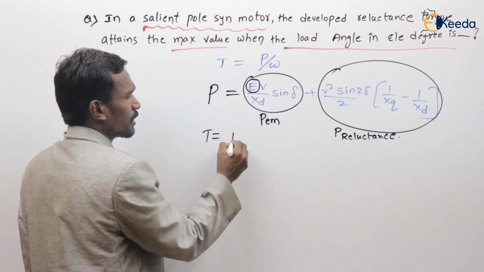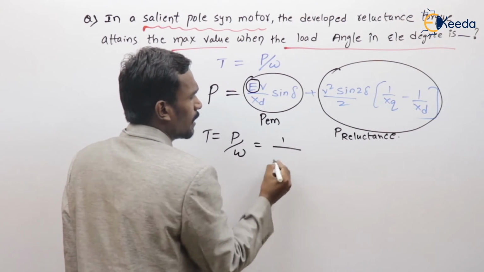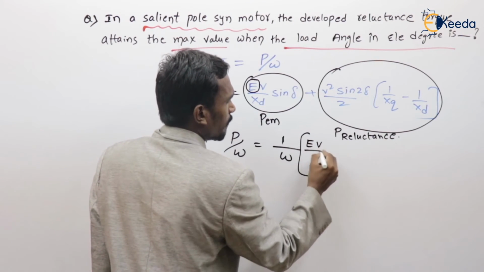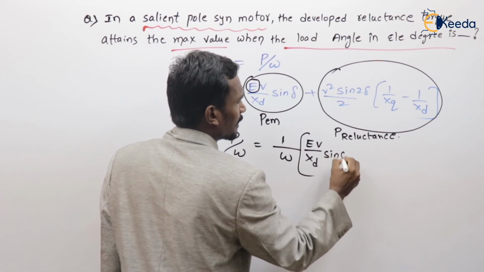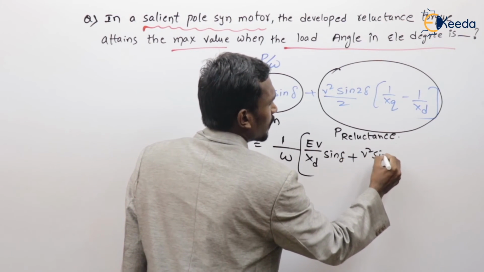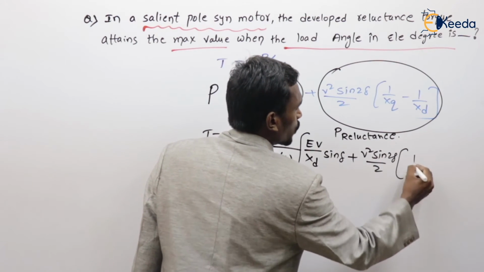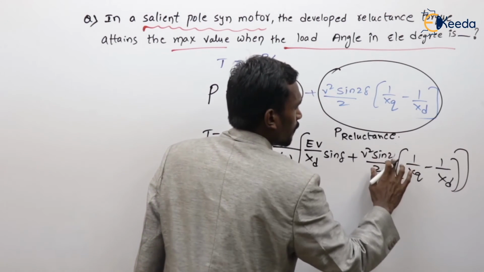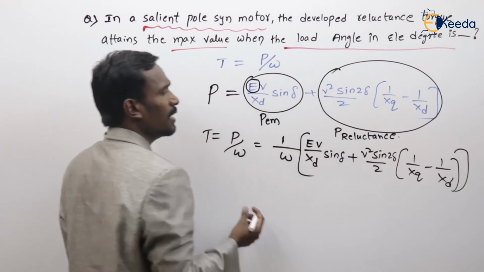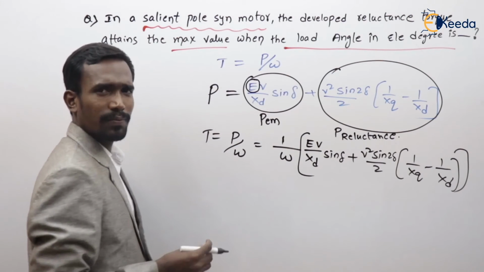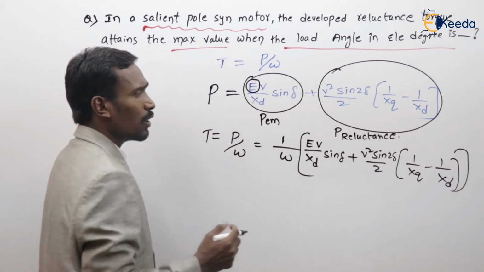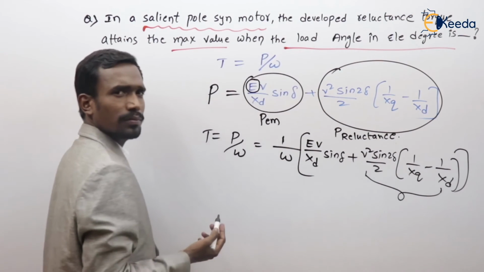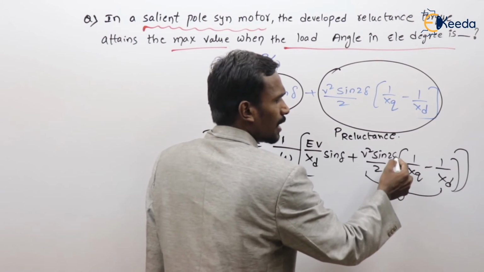So torque T is equal to P by omega, nothing but 1 by omega into the same expression: EV by XD into sine delta plus V square sine 2 delta by 2 into 1 by XQ minus 1 by XD. This is the reluctance torque. Now tell me, when is this torque the maximum?